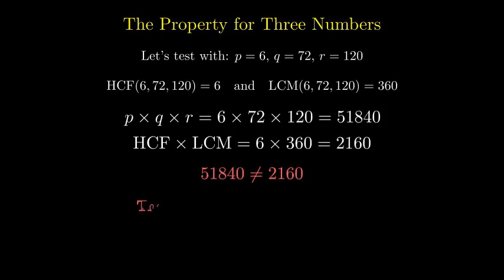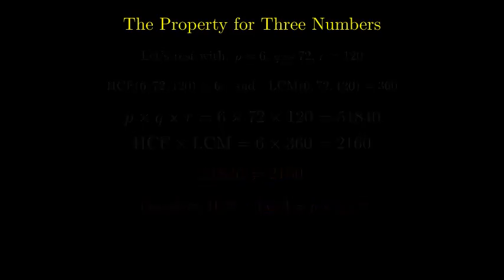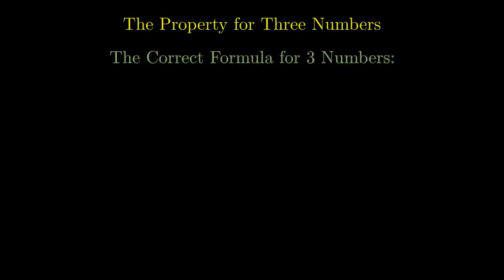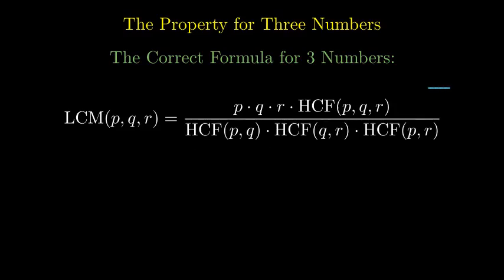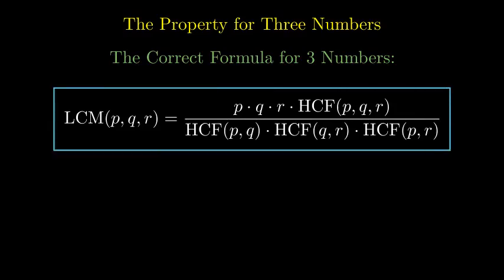The product of all three, 6 times 72 times 120 equals 51,840. But HCF times LCM is only 6 times 360, which equals 2,160. Since 51,840 is not equal to 2,160, the simple property does not hold for three numbers.